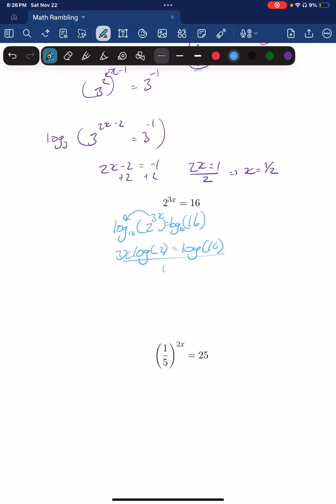Divide by log 2 on both sides. Since log 2 is just a number, we get 3x equals log 16 over log 2. Then we can divide by 3 on both sides, and we get x equals log 16 over 3 log 2, because dividing by 3 puts the 3 in the denominator.